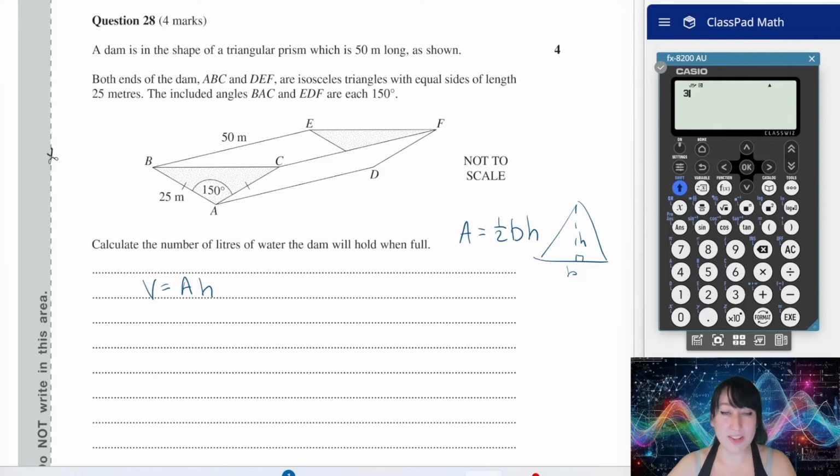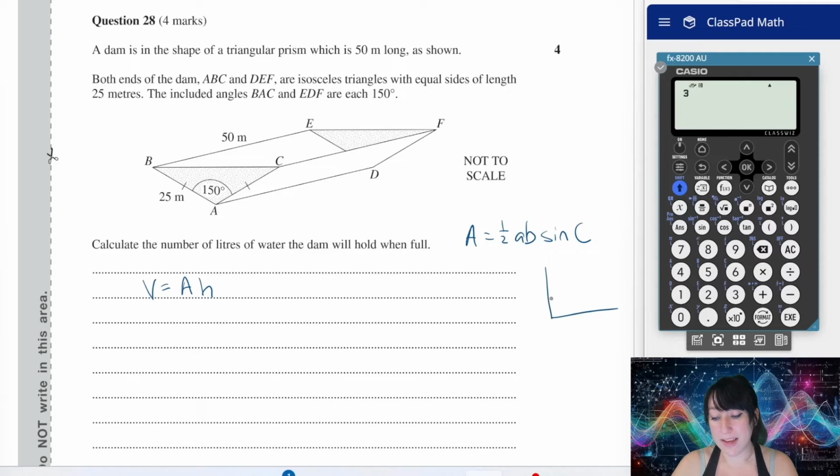In this case, we actually don't have that information. The other formula we learn in year 12 is A equals 1/2 ab sine C. And we use that when we have 2 sides and an included angle. The angle will be C, and we can find the area of that triangle. That's the setup we have here.